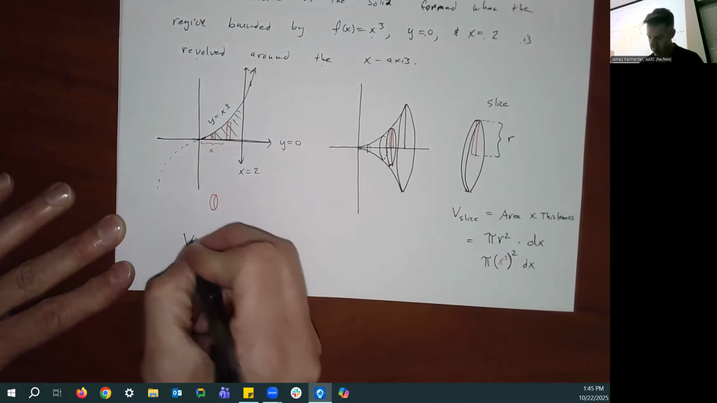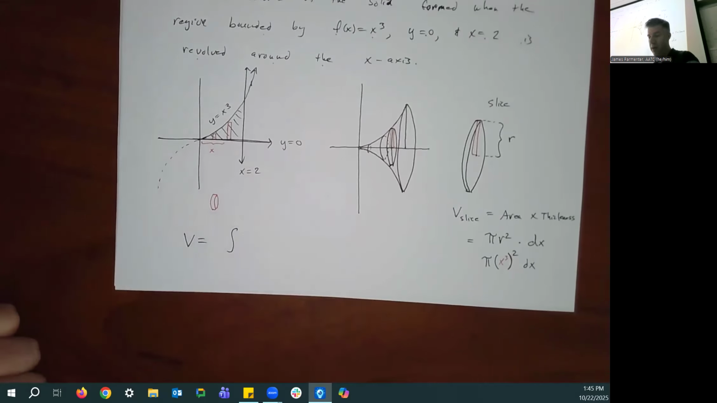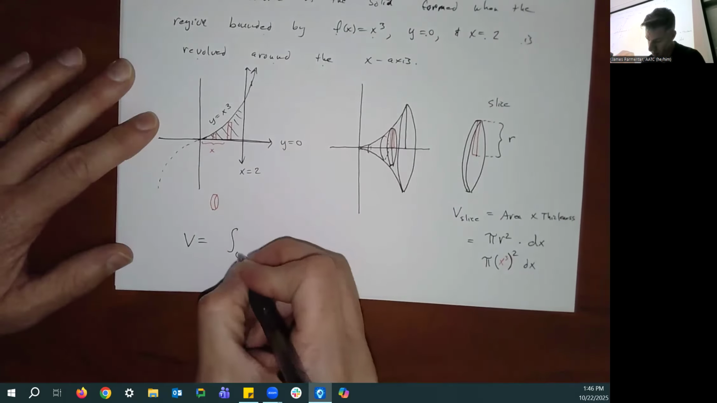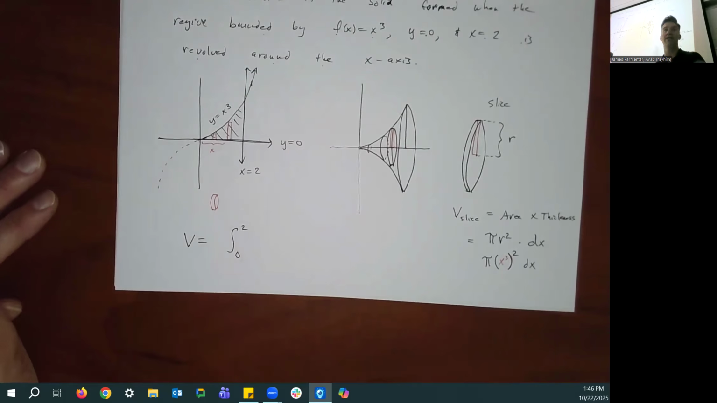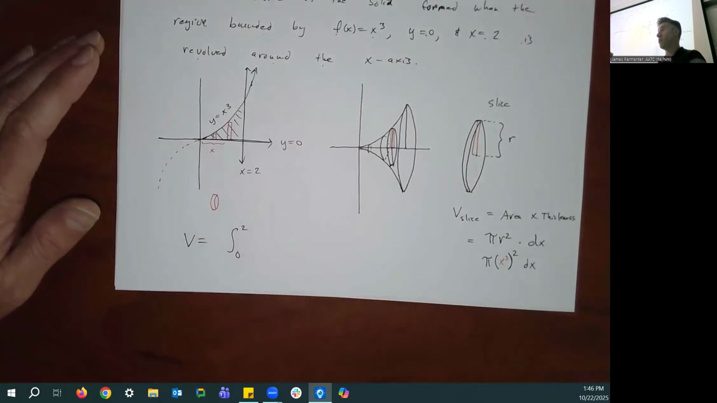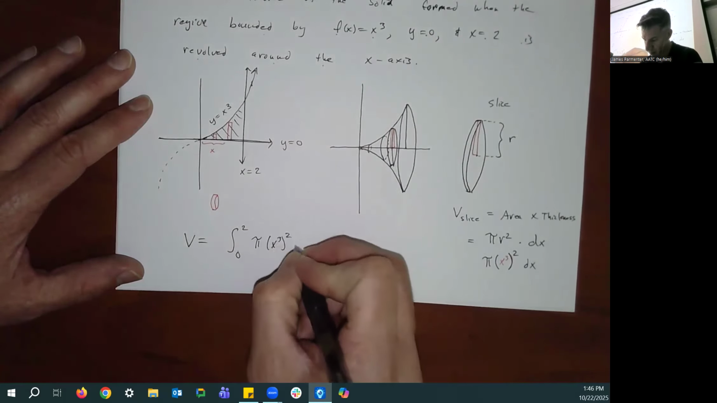So the total volume here is going to equal, we're integrating from how far left could I draw a rectangle? 0. I mean, it'd be a real super short rectangle. How far left can you go in your region? As far left as 0. How far to the right? 2. Those are our limits of integration. We're adding up all the slices from as far left as 0 to as far right as 2. And then the volume of our slice is pi times x cubed squared.